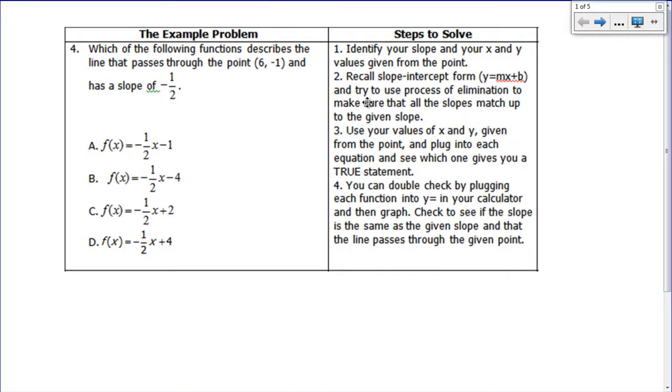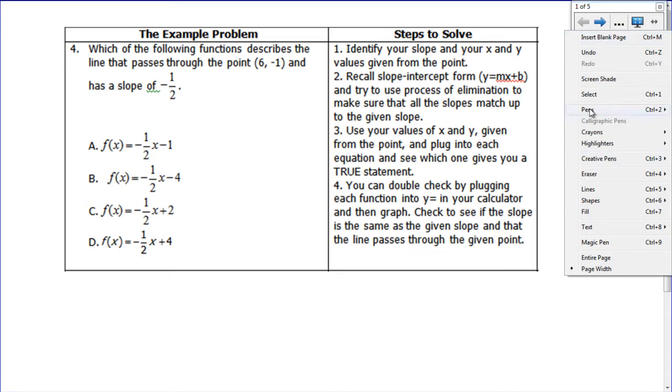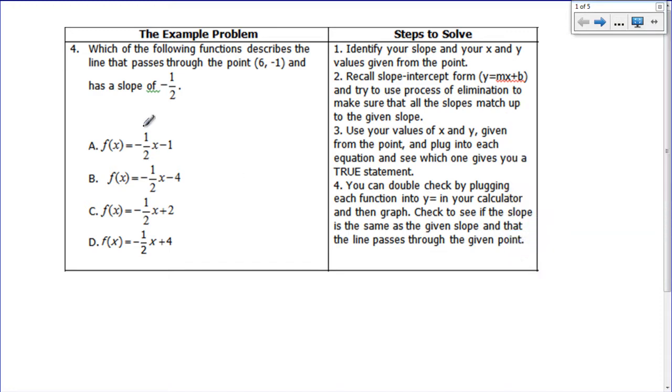Here is the very first one. It's problem number 4 from your test. So if you're looking at it, here's the problem. We want to know which of the following functions describes a line that passes through the point (6, -1) and has a slope of -1/2.